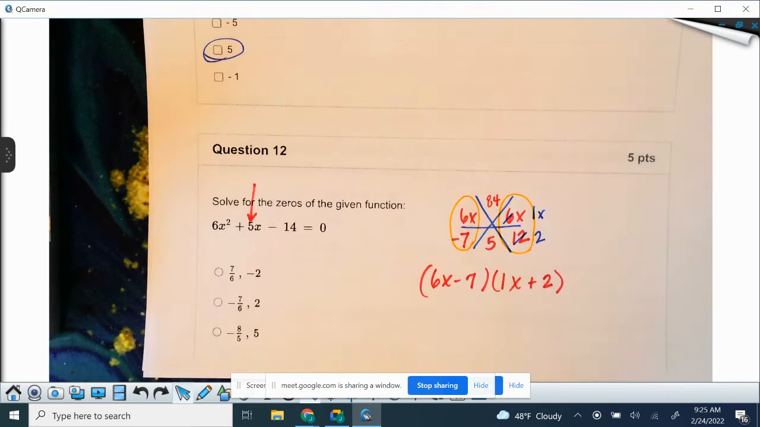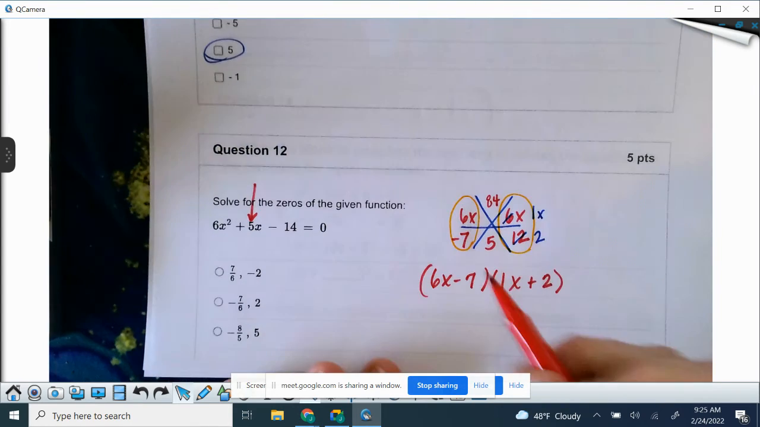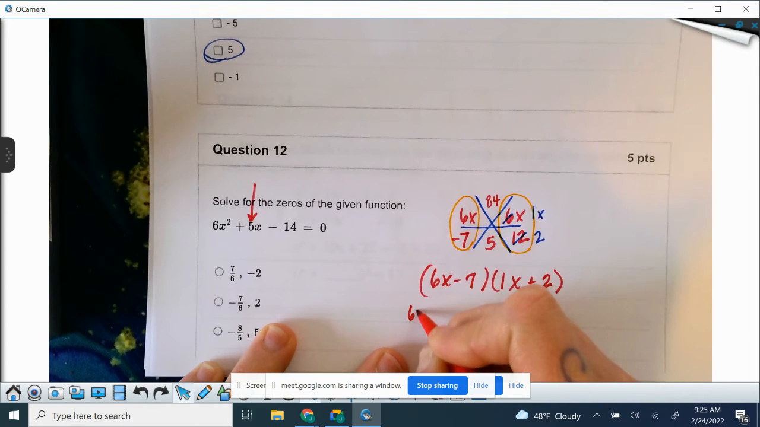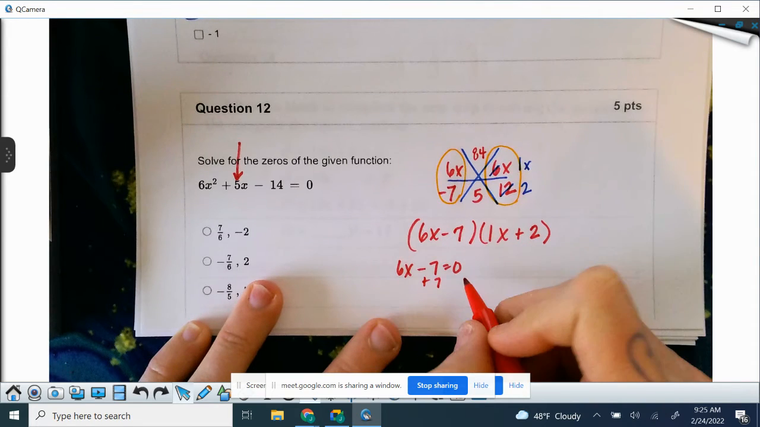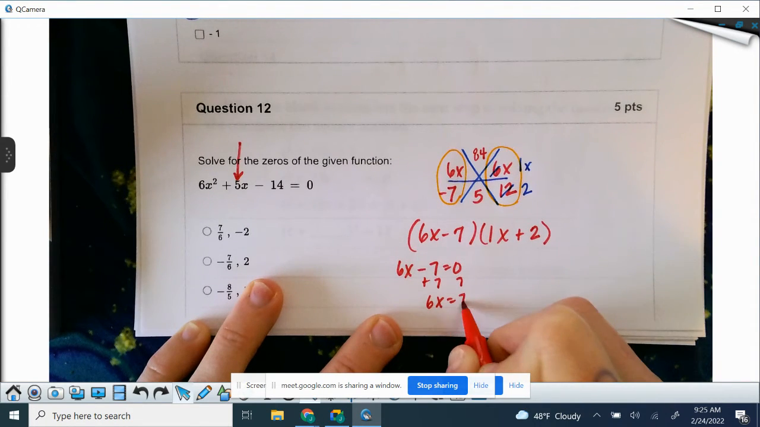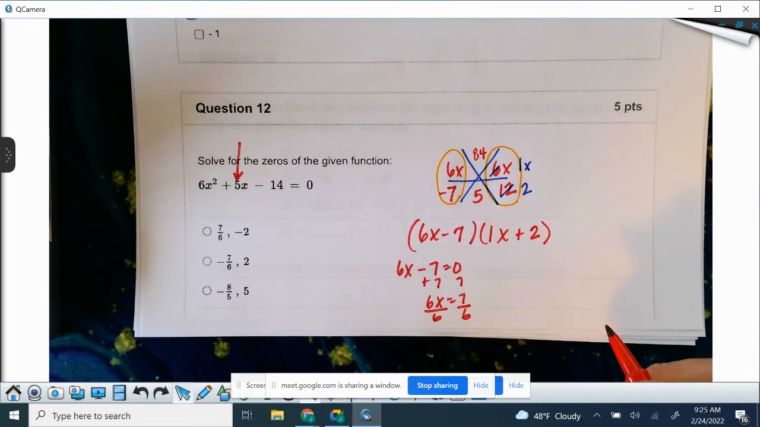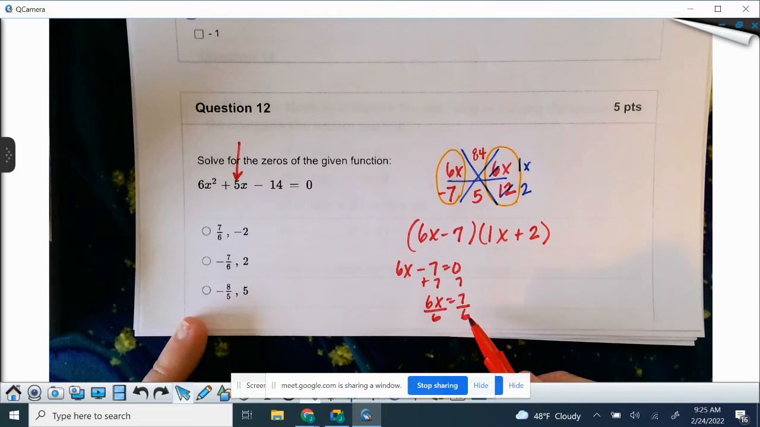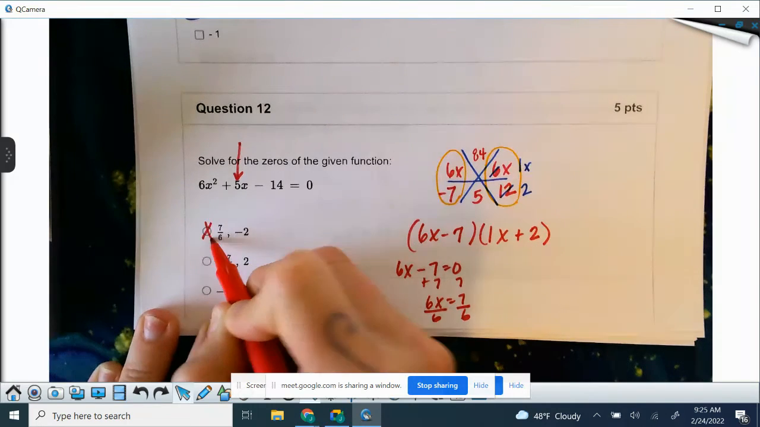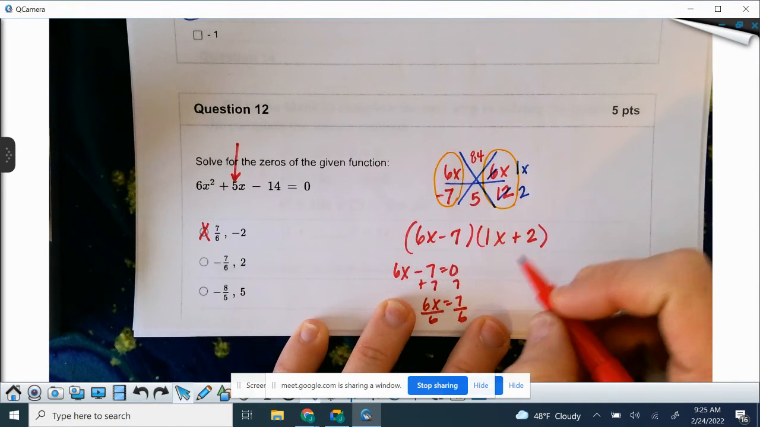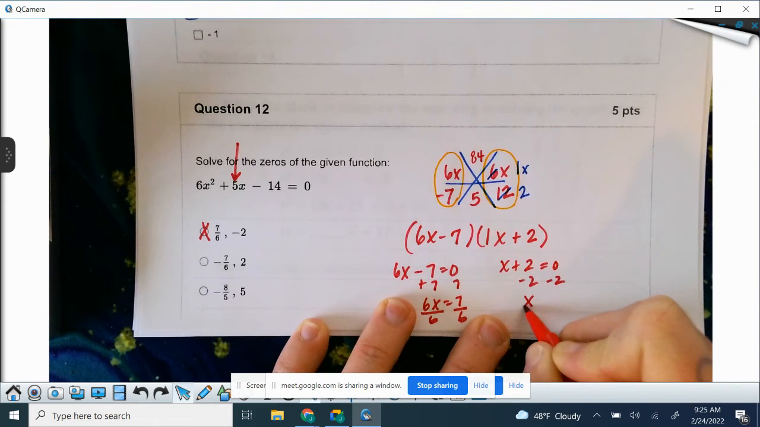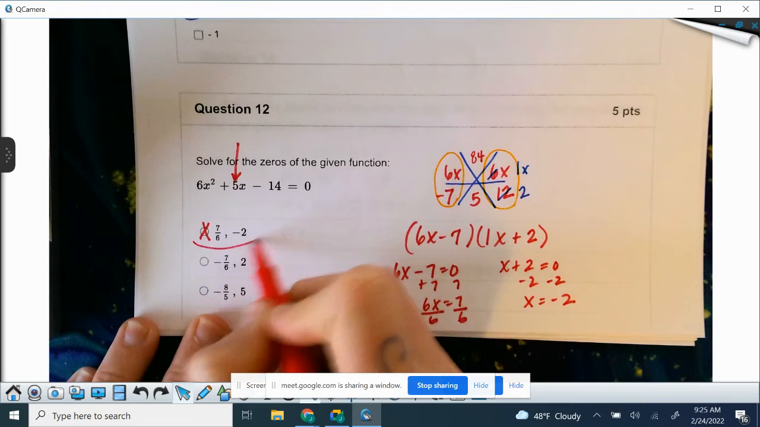Then solve them, because we're looking for zeros, which again are the roots. X-intercepts are solutions. So 6x minus 7 equals 0. Add 7 to both sides. So 6x equals 7. Divide by 6 is 7 over 6, which is the form of the answer, so that's perfect. Let's go ahead and make sure the other one is right. So x plus 2 equals 0, minus 2 from both sides, so x equals negative 2. So this is definitely our answer.